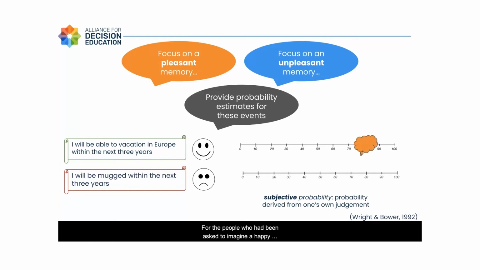For the people who had been asked to imagine a happy memory, they rated the probability of the positive events happening as pretty high, and they rated the probability of the negative events happening as relatively low. The pattern was different, however, for those who had been asked to remember a sad memory. They rated the probability of the negative or sad events happening as really high, and they rated the positive events much lower. So this is a really powerful illustration of how even thinking about something unrelated to what you're making a decision about can influence the mood you're in and the judgments you make.